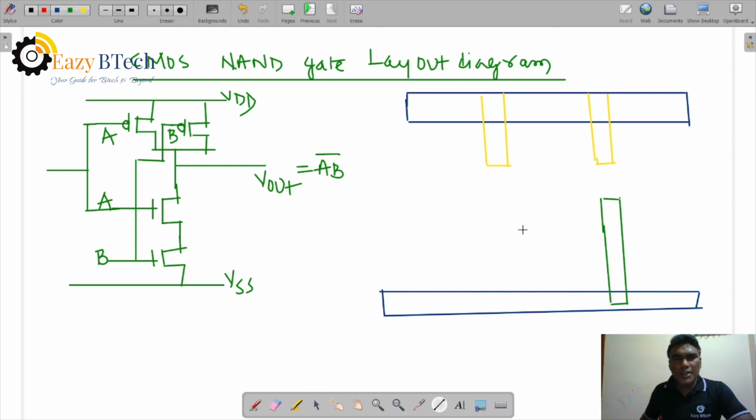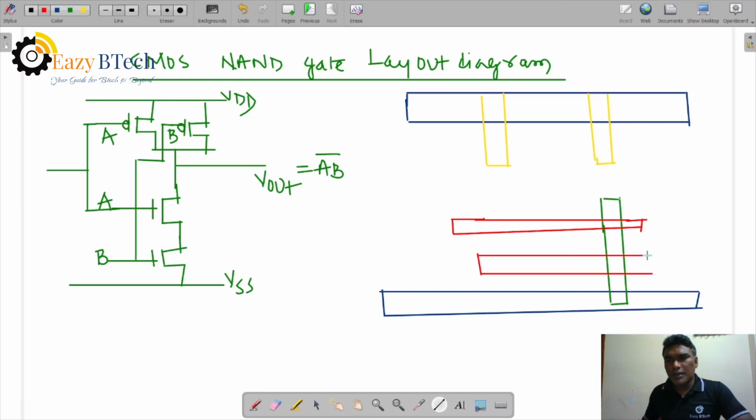Now let us take polysilicons. How many polysilicons are here? Two polysilicons. Poly 1 is the actual gate, and poly 2 is the interconnection. Right? This is poly 1 from here to here, the actual gate. And poly 2 interconnects from here to here.